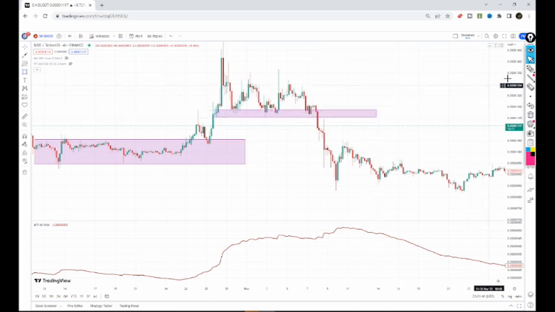The market breaks out with a very good candlestick. It breaks out. Here should be your stop loss, somewhere around here. The market collapses.